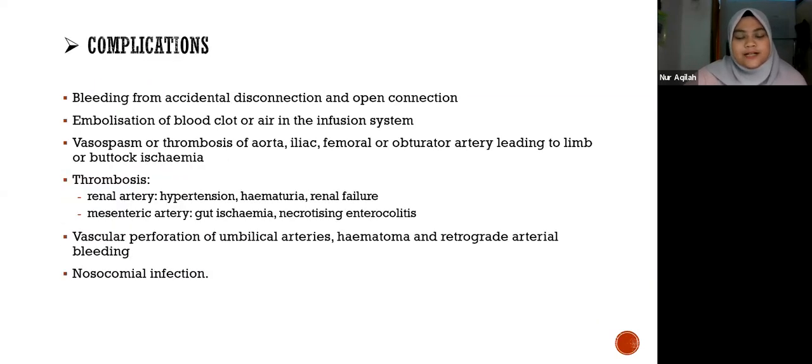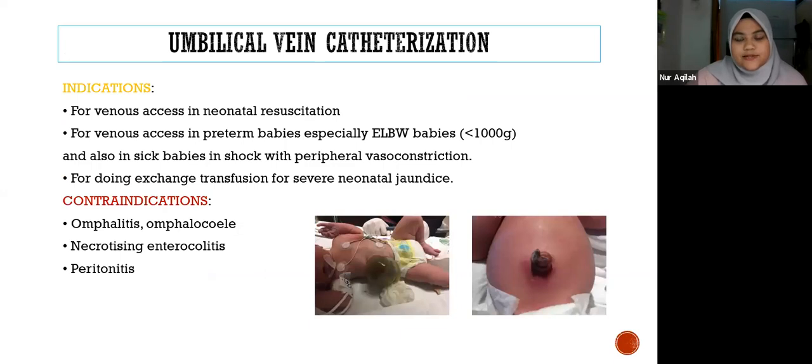I think I'll continue to talk about umbilical vein catheterization first before I will proceed with showing the video of both umbilical artery and also umbilical vein catheterization. So now we enter the umbilical vein catheterization.